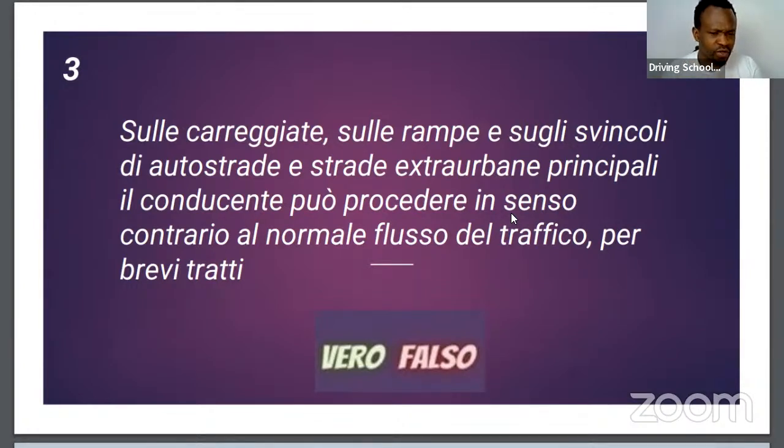Okay, we have falso. We have falso. Good afternoon, Mr. Roland. Good afternoon. We have falso. Okay. Sulle carreggiate, sulle rampe e sugli svincoli di autostrada.